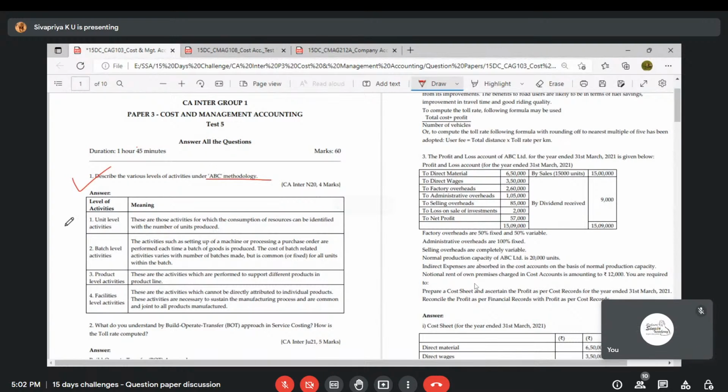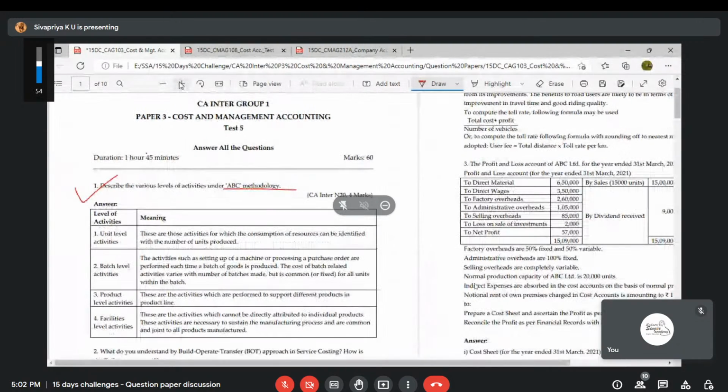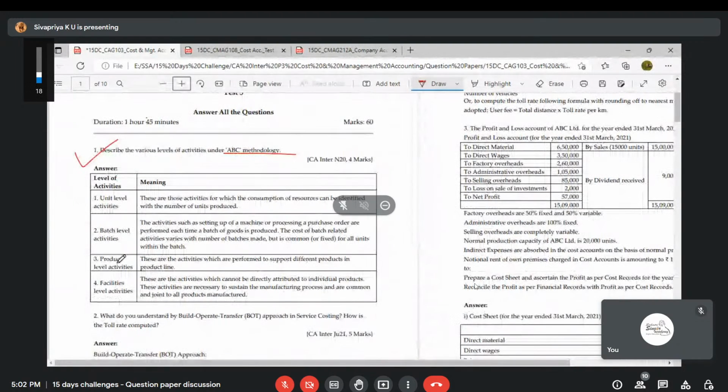So there are 4 levels. First one is unit level activities. Number 2, batch level activities. Number 3, product level activities. And number 4, facility level activities.